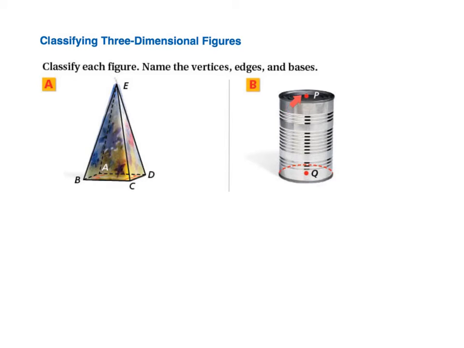Okay, here our bases are circles. So we have circle P and circle Q. There are no edges in a cylinder, and there are no vertices. And this shape is a cylinder.